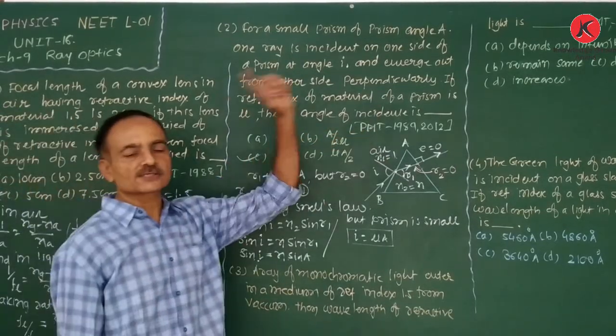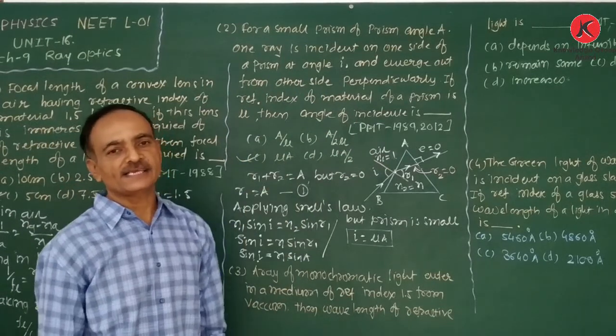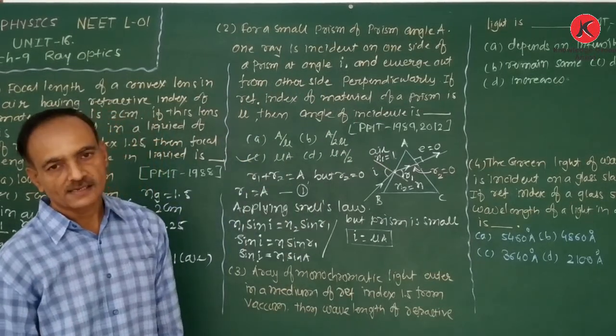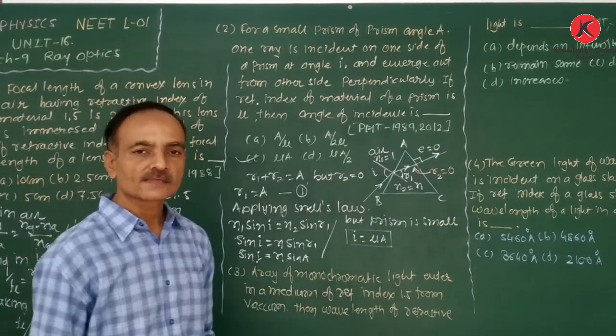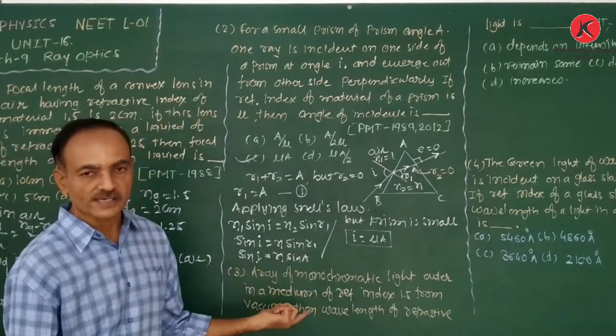So this numerical was also asked 2 times, in 1989 and 2012. It is a very easy numerical. If our concept about the theory is clear, we can solve it.